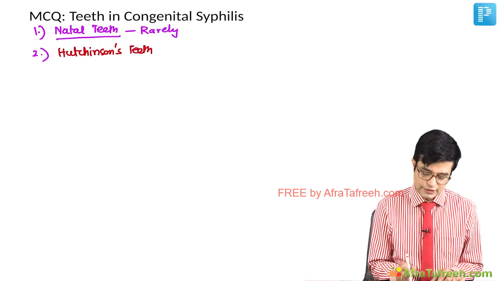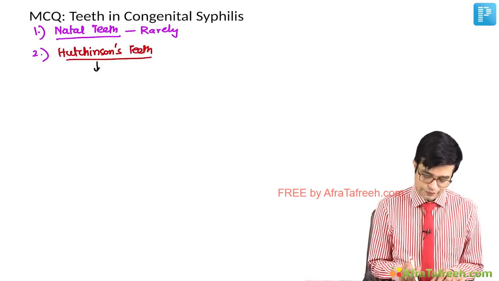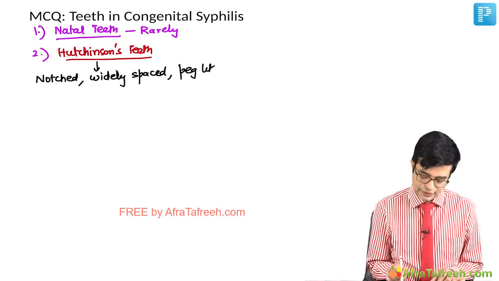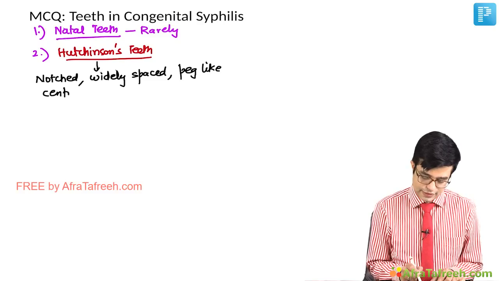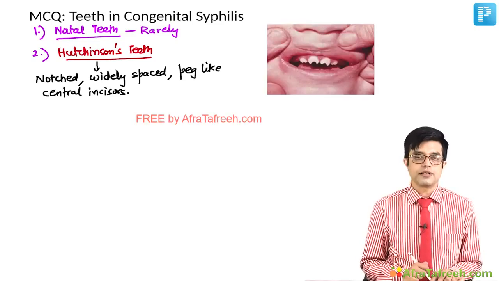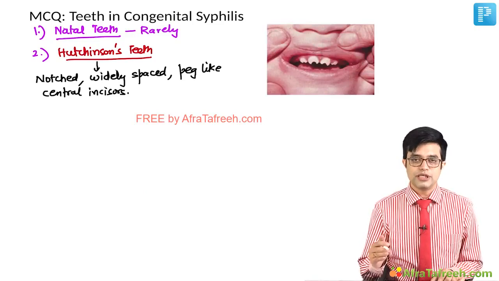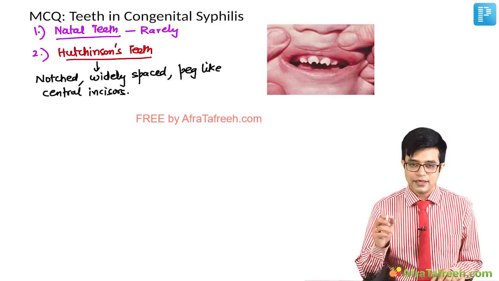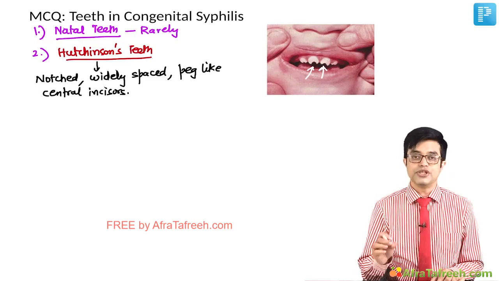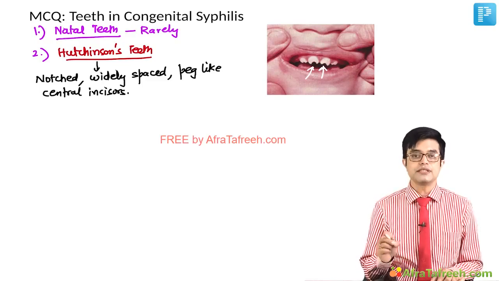What is Hutchinson's teeth? Hutchinson's teeth refer to notched, widely spaced, peg-like central incisors. If I have to show you a picture, this is how the picture looks like. Potential visual. Look at the image, tell the likely diagnosis. These are peg-like, widely spaced, notched incisors which are seen in congenital syphilis. They are called as Hutchinson's teeth.